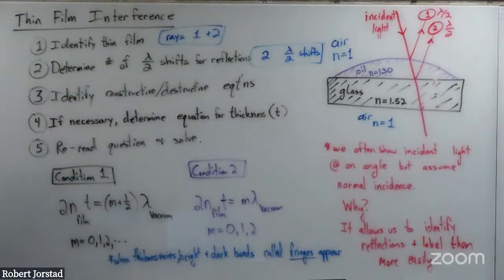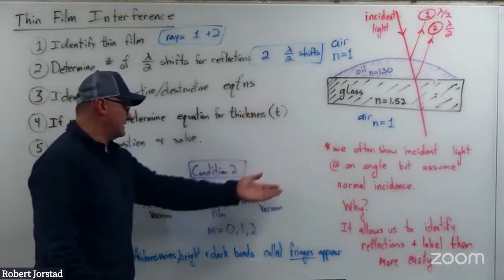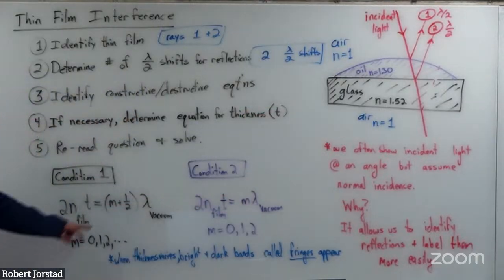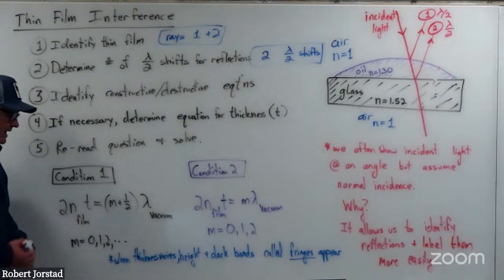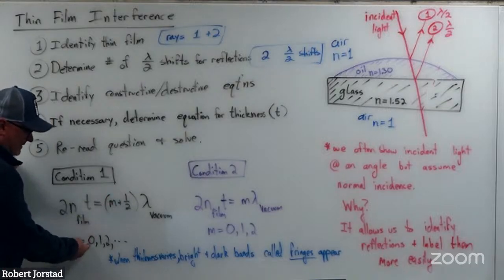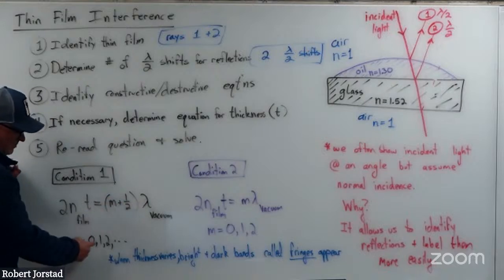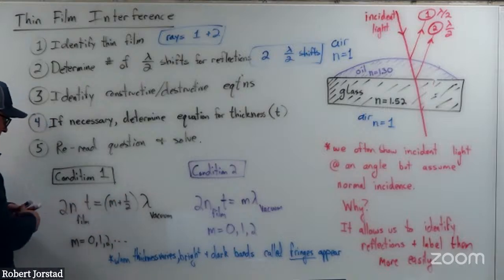All right, identify our constructive and destructive equations. That's these two conditions down here. Look, this one has basically an odd number of half wavelengths. This is a way you could write an odd number of half wavelengths. If you don't believe me, look, plug in 0, we get 1/2 lambda. Plug in 1, you'd get 3 half lambdas. Plug in 2, 5 half lambdas. So this is an odd number of lambda over 2's.